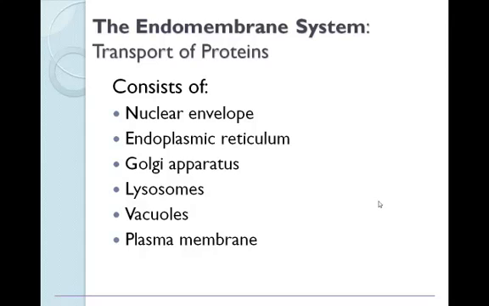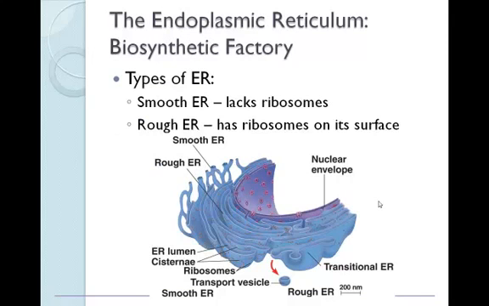Our next slide will examine the endomembrane system of the cell. This system is responsible for the production and transport of proteins, and it consists of the nuclear envelope, the endoplasmic reticulum, the Golgi apparatus, lysosomes, vacuoles, and finally the plasma membrane. First, we'll look at the endoplasmic reticulum.